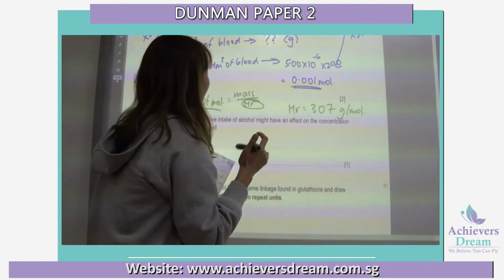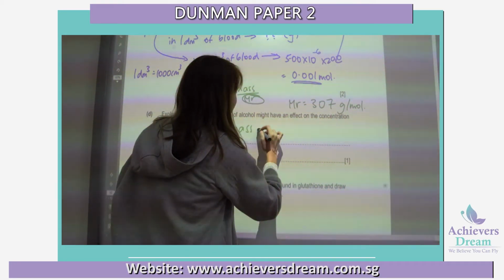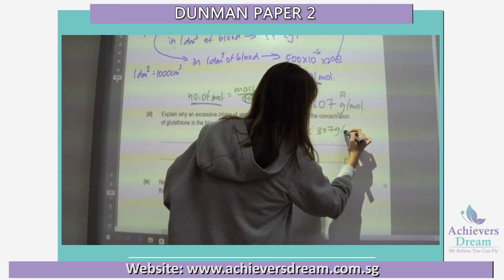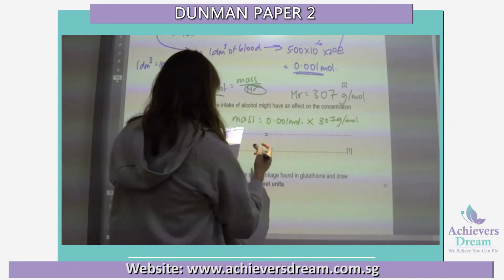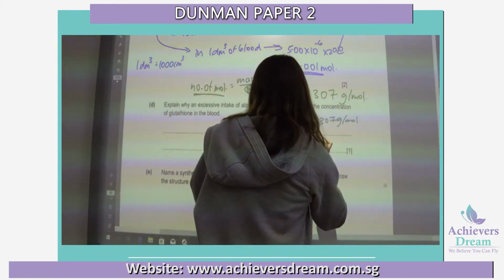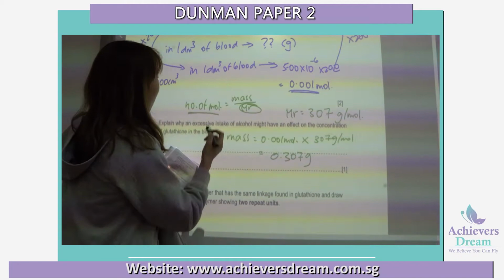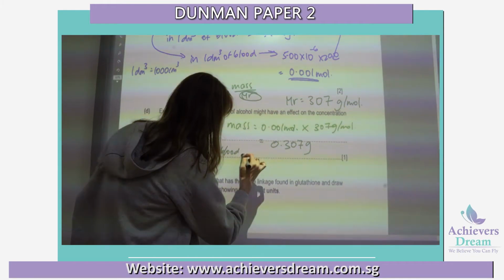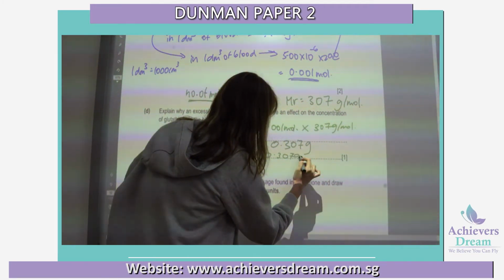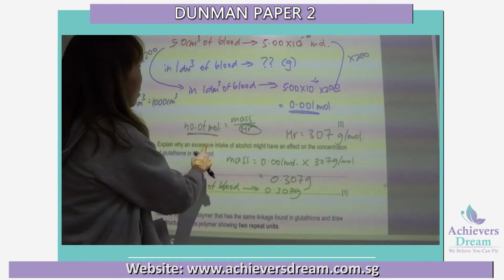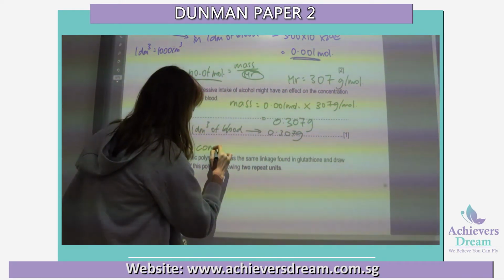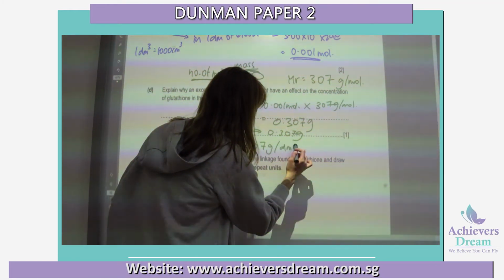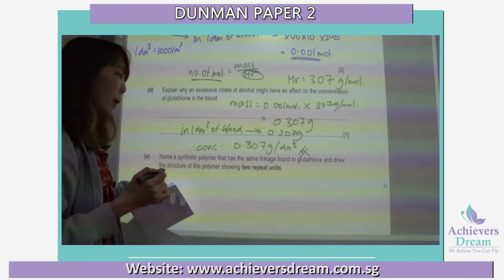Then I find the mass. The mass equals 0.001 mole times 307 gram per mole, this is my Mr, which is 0.307 gram. So it means that in 1 dm³ of blood, the mass would be 0.307 gram. So the concentration in terms of gram per dm³ would thus be 0.307 gram per dm³. Understand? In this case, you are going to work backwards.